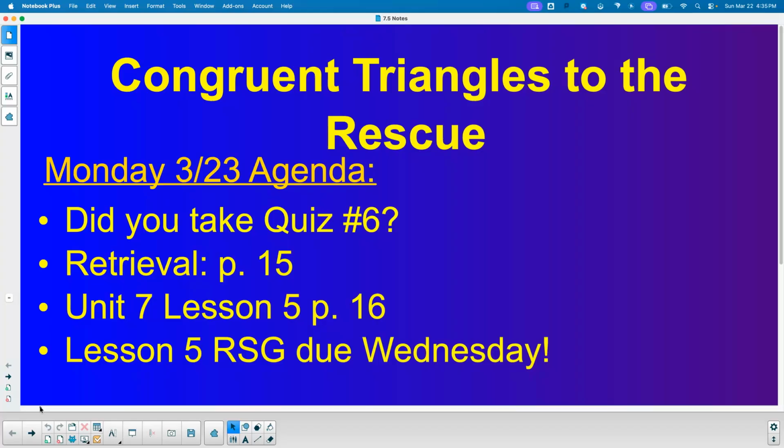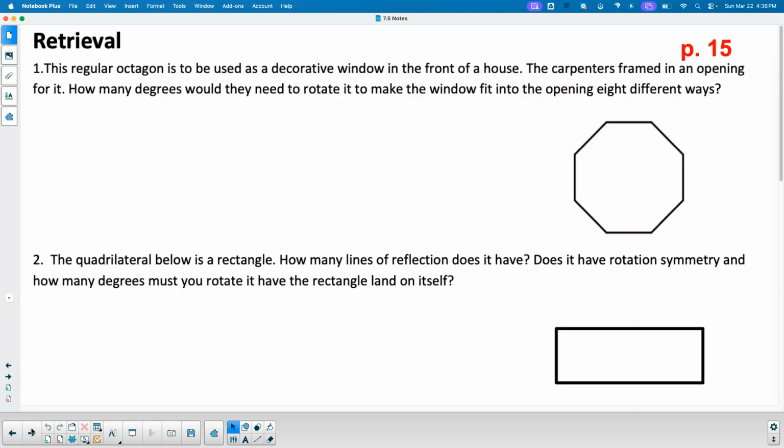All right, so let's jump into 7.5 notes, and then at the end, you'll have time to be working on your homework and all that fun stuff. All right, so we're on page 15 in our note packet.